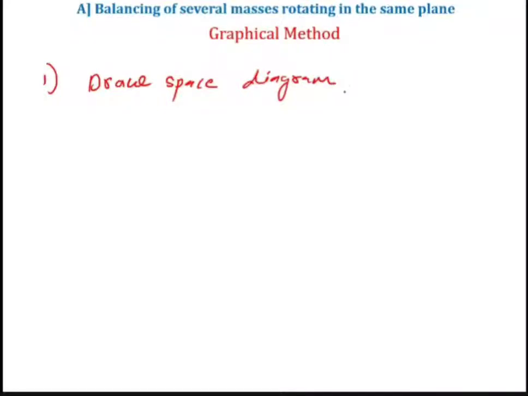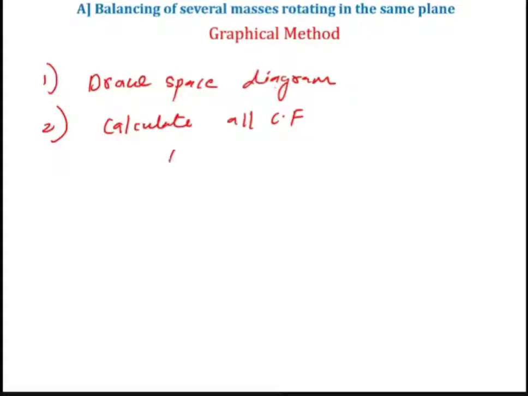For drawing the space diagram, you will require some instruments. For example, you will require the scale, the protractor, as well as the compass, right? By using these instruments, you first have to draw the space diagram. Next, after drawing the space diagram, you have to calculate all the centrifugal forces exerted by individual masses on the rotating shaft.